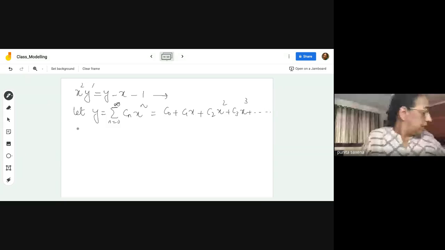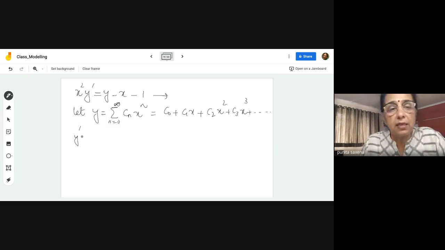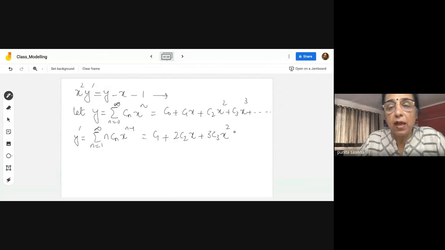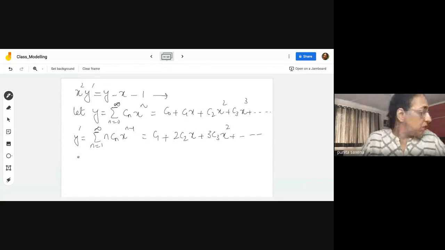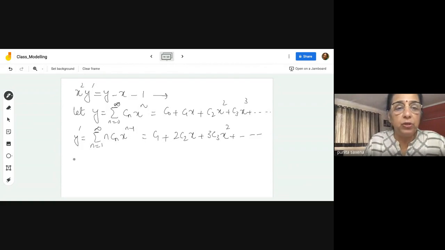So if I take this as y, then y dash is summation n Cn x to the power n minus 1, with n varying from 1 to infinity, which is nothing but C1 plus 2C2x plus 3C3x square and so on. When you substitute in your differential equation the values of y dash and y, you can do it simultaneously.